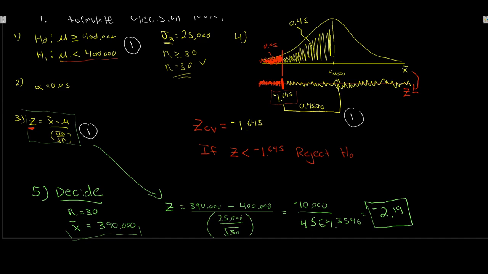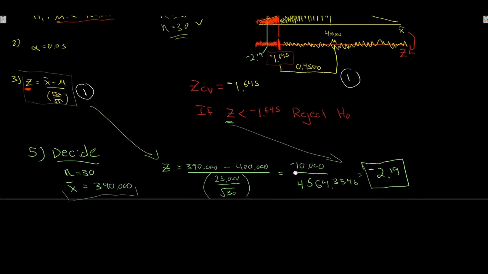Great, we have a number. You're not done. If this is all you reported, you would get only 1 out of the 2 marks for step five. Your final mark for step five is what this value means, what you end up doing with it. That is taking step five and referring it back to step four. What did we say in step four? We said that if our Z value calculated was less than negative 1.645, we would reject our null. Negative 2.19, that's smaller. Visualized, it'd be somewhere around there. That's in our rejection region.